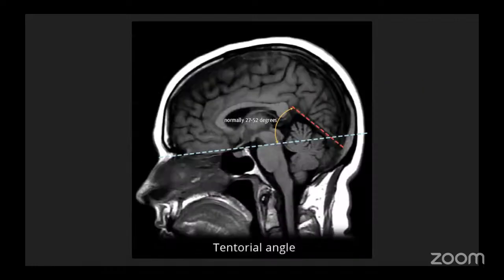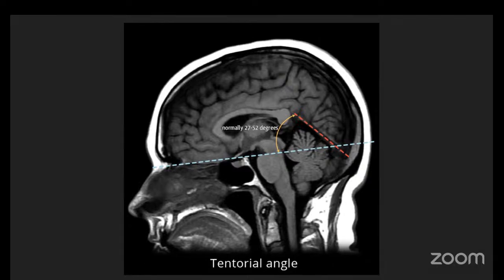Let's look at this. This is a normal tentorial angle. You can see the imaginary line from the nasion to the direction of the straight sinus. This is the straight sinus. This is the nasion and tuberculum sellae. We measure the angle here, usually between 27 and 52 degrees. So this is not as steep. Even if we go here and incise the tentorium, we will be able to access the lesion, right?